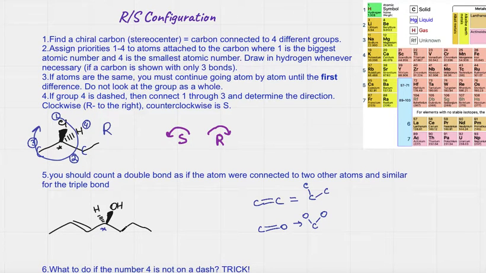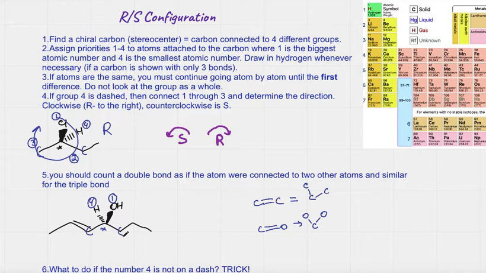Now let's go ahead and assign its stereochemistry. Again, we must go atom by atom. I see oxygen, hydrogen, carbon, and carbon. Oxygen, if you look at the periodic table, wins. It has the biggest atomic number, and therefore it will be number 1. Hydrogen will be number 4. Now I go to these 2 carbons.